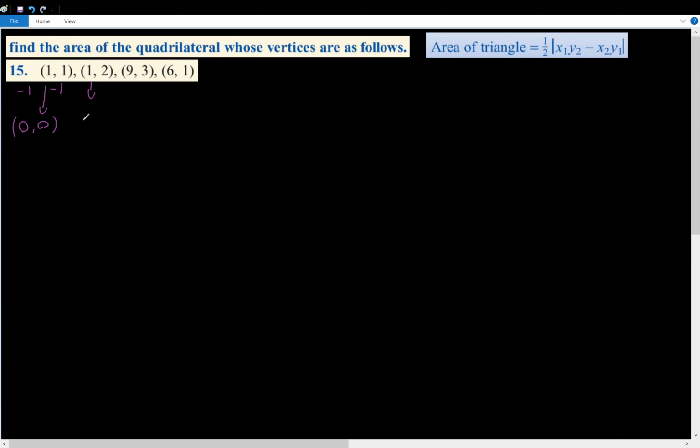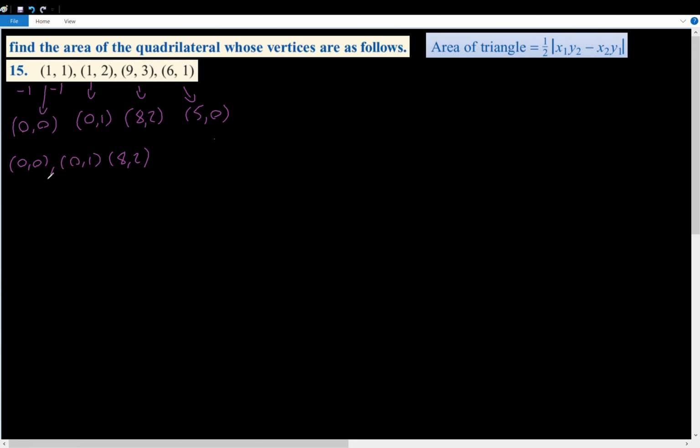So 1, 2 goes to the point 0, 1. 9, 3 goes to the point 8, 2. And 6, 1 goes to the point 5, 0, like that. What we're going to do is take them in groups of 3, and get the area. So we'll start off by taking 0, 0, 0, 1, and 8, 2, like that.